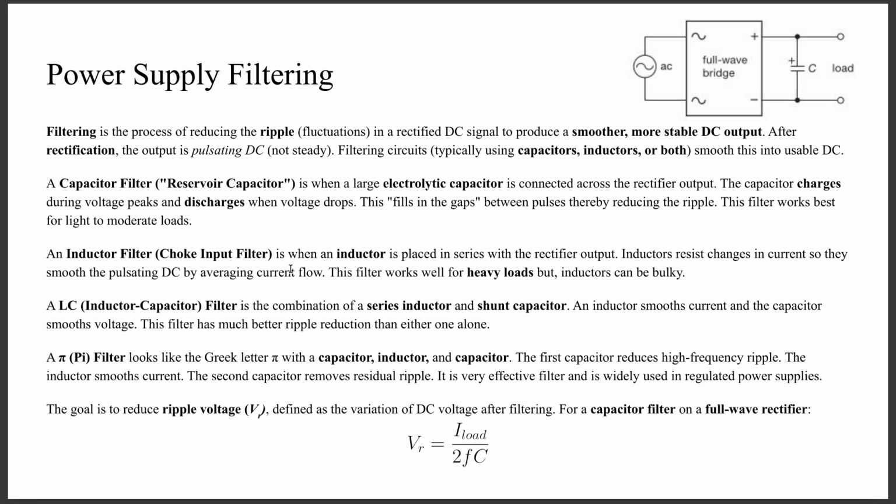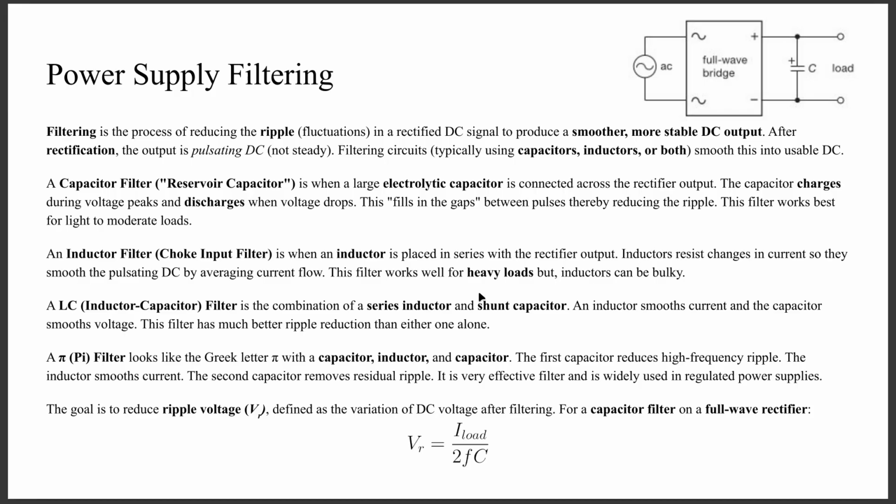An inductor filter is when an inductor is placed in series with the rectifier output. Inductors resist changes in current, so they smooth the pulsating DC by averaging the current flow. This filter works well for heavy loads, but inductors can be bulky. An inductor-capacitor filter is the combination of a series inductor and a shunt capacitor. The inductor smooths current and the capacitor smooths voltage. This filter has much better ripple reduction than either one alone.